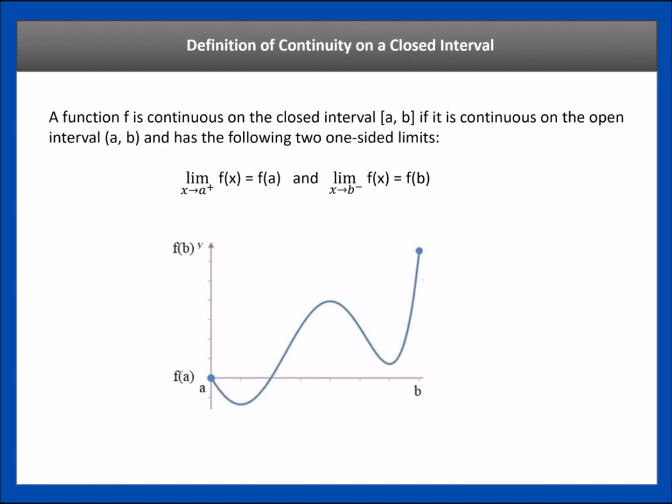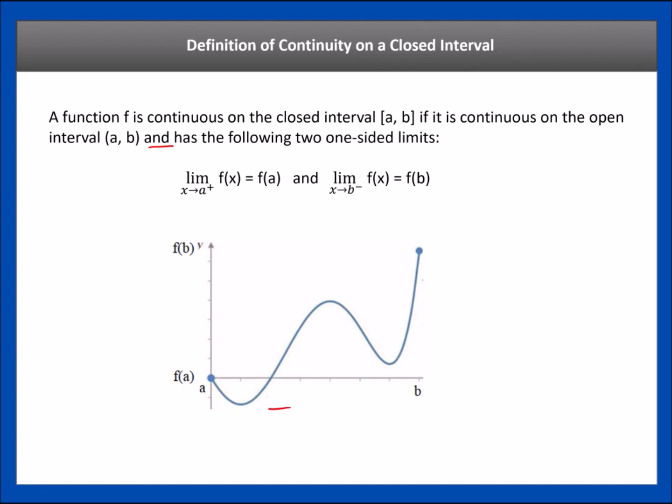Okay, so a function has to be continuous on the closed interval [a, b], where we're including a and b, if it is continuous on the open interval (a, b). Not only does it have to be continuous on the open interval, meaning it has to satisfy those 3 properties, meaning the limit exists, the function at that value exists, and they're equal to each other, but it also has to satisfy the following 2 one-sided limits. The limit as x approaches a from the right must equal f of a. The limit as x approaches b from the left must equal the function at b. Okay, and that's what makes these closed.